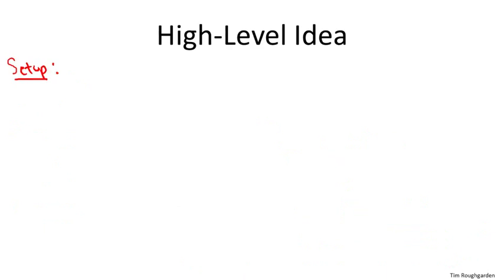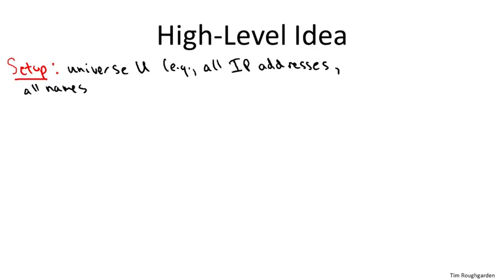First let me say exactly what the setup is. The first step is to identify all the things that you might want to be storing. In other words, the universe of your application. So this would be something like all possible IP addresses, of which there's 2 to the 32. All possible names you might encounter, perhaps with a maximum of, say, 30 characters. All possible configurations of a chessboard, and so on.